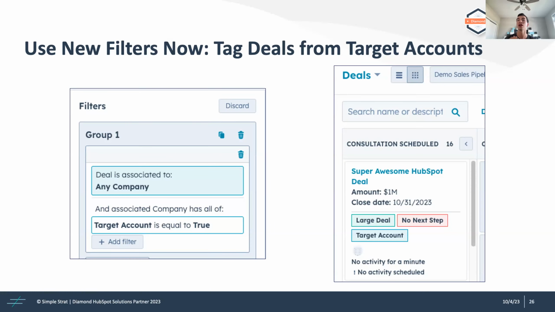So what we would do here on the left-hand side, you're seeing what that filter looks like. So deals associated to any company, and associated company has all of target account is equal to true. So a lot of HubSpot logic language in there, but basically associated company is a target account. We're going to display this target account object tag, which you can see here on the right hand side. This is kind of like the upper left hand corner of a deal board view that shows one deal and has that target account label on there.